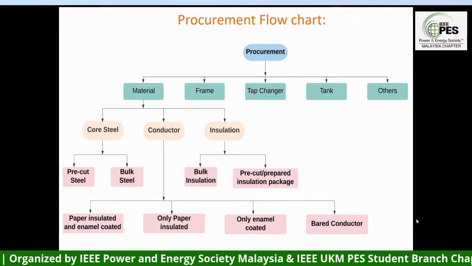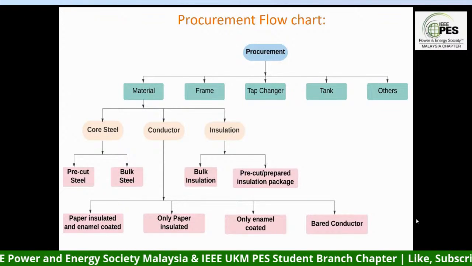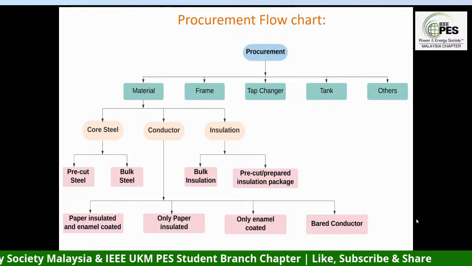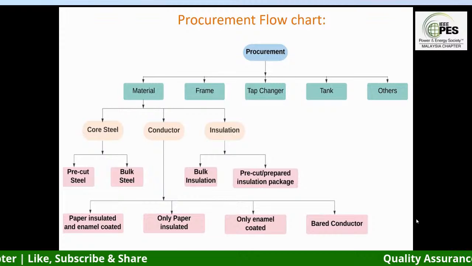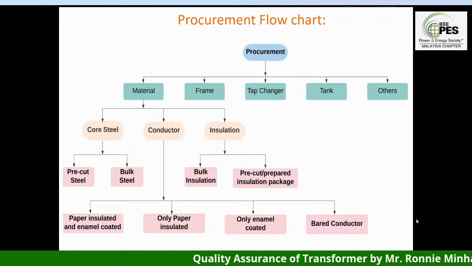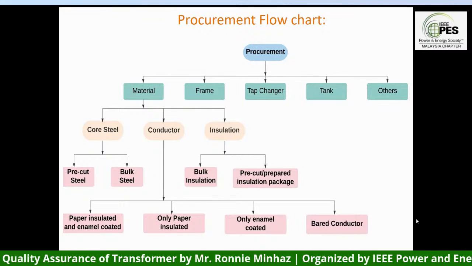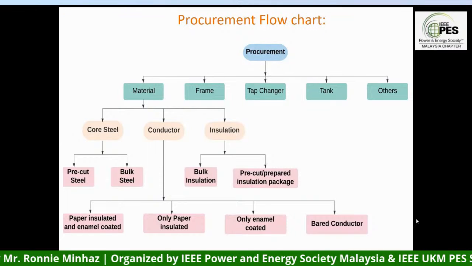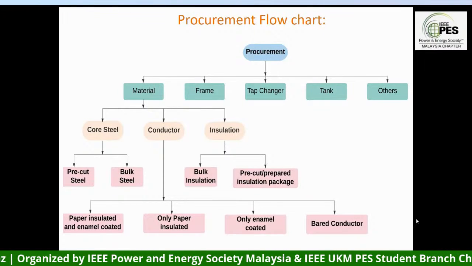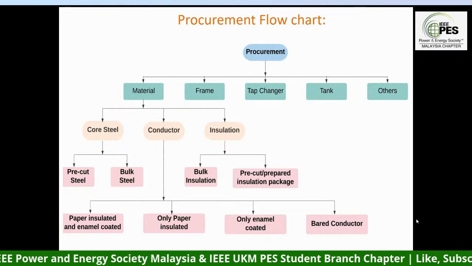When it comes to the conductor, the manufacturer can procure it in four forms. Number one, the conductor can be paper insulated and enamel coated. Number two, it can be only paper insulated. Number three, it can be only enamel coated, but without any paper insulation. The final one, it cannot have any enamel coating or paper, it can be only bare conductor.